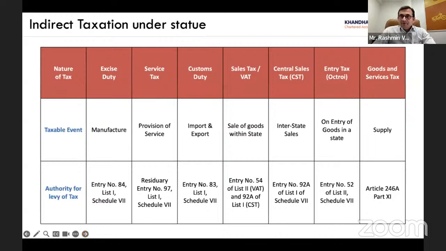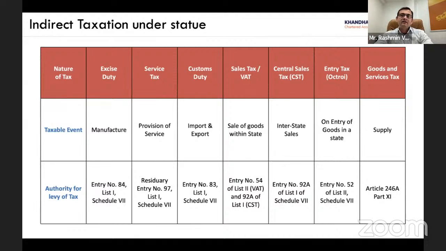Before we go to the subject proper, I just want to briefly touch upon the indirect tax structure. Before GST came, excise, service tax, customs, sales tax and entry tax were taxable. The taxable events were different: for excise duty it was manufacture, for sales tax it was sale, and for entry tax it was entry of goods. All this was merged except the customs duty.